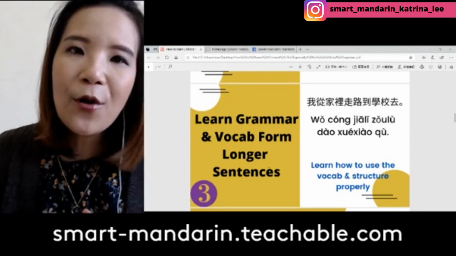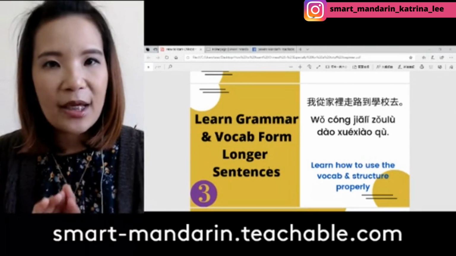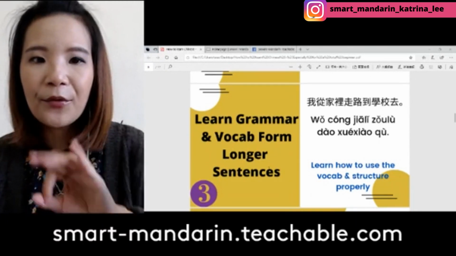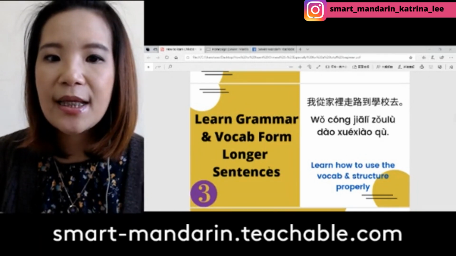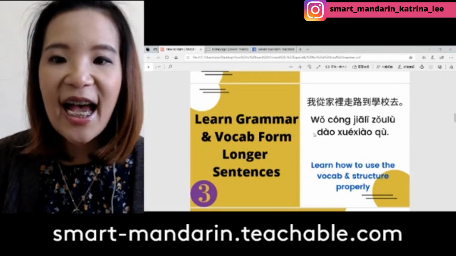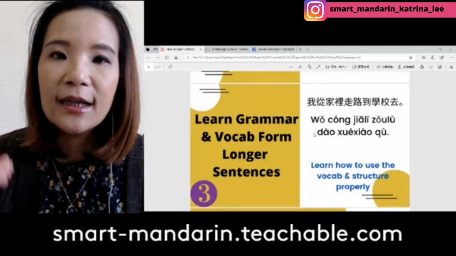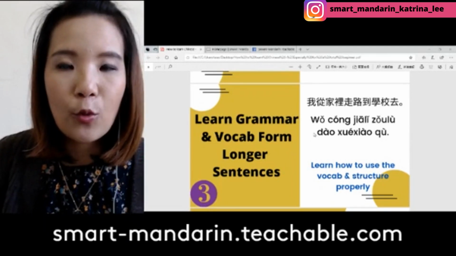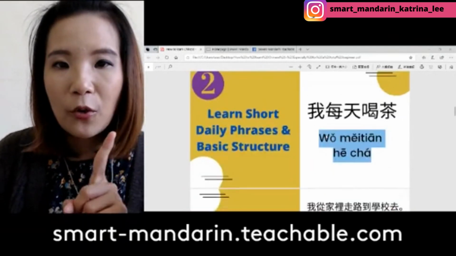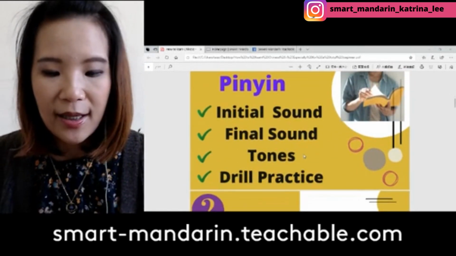Once you are more comfortable with short sentences, now make your sentence longer. Step number 3, make your sentence longer. For example, this sentence, 我从家里走路到学校去. This is advanced beginner's level, which is level 2. So let me just repeat that again. Pinyin pronunciation is level 0.